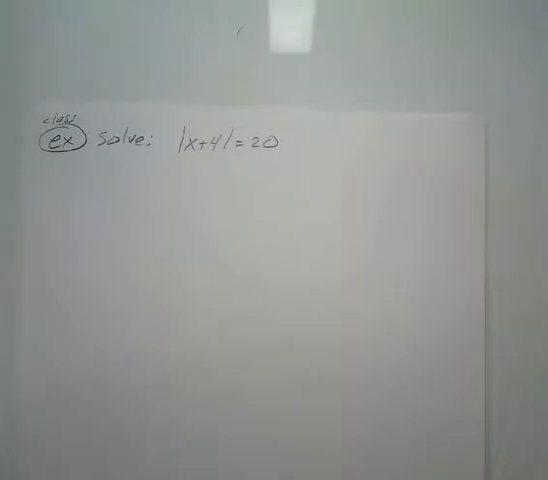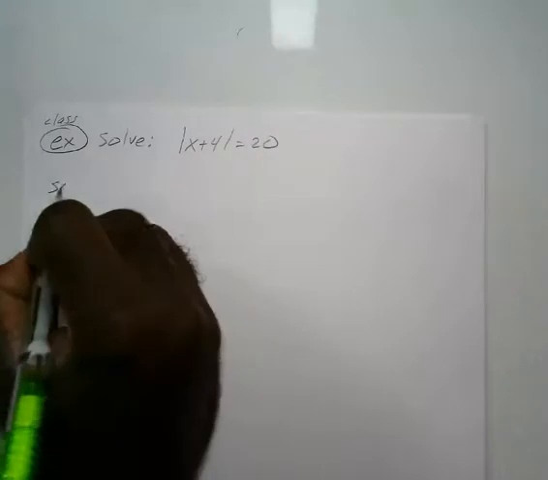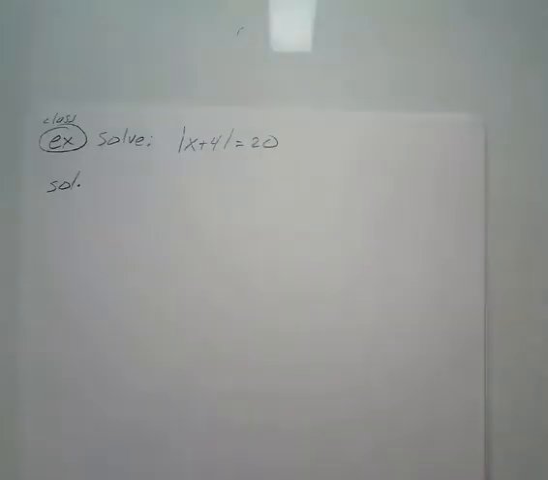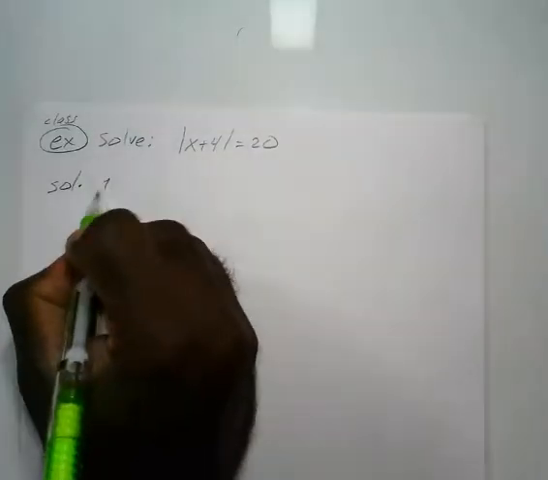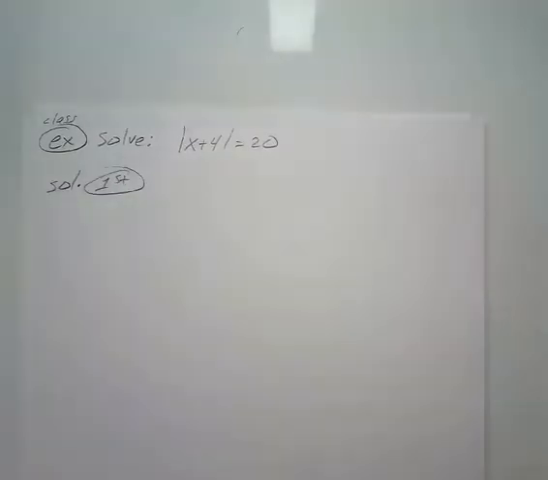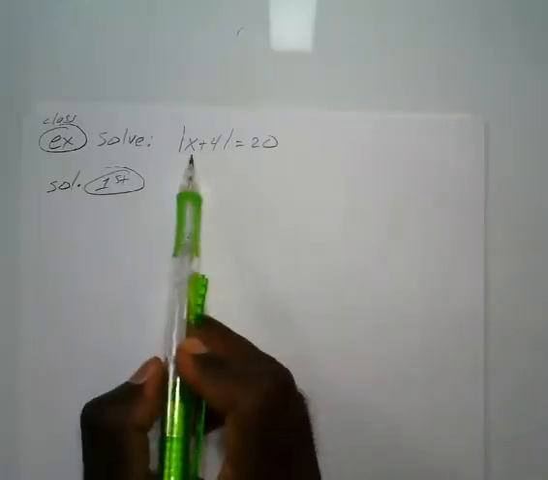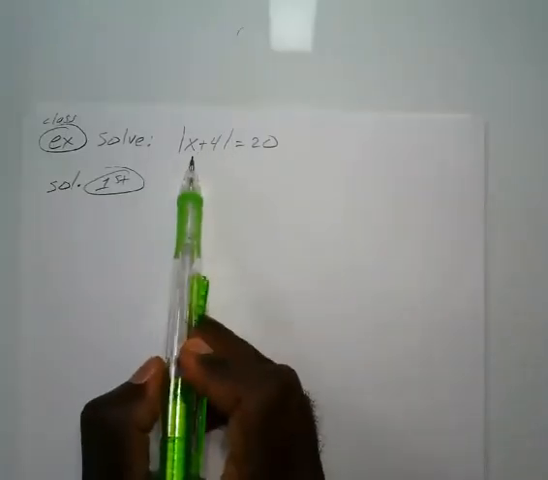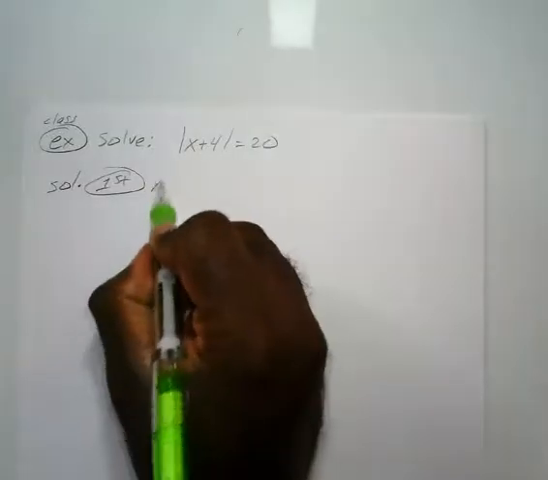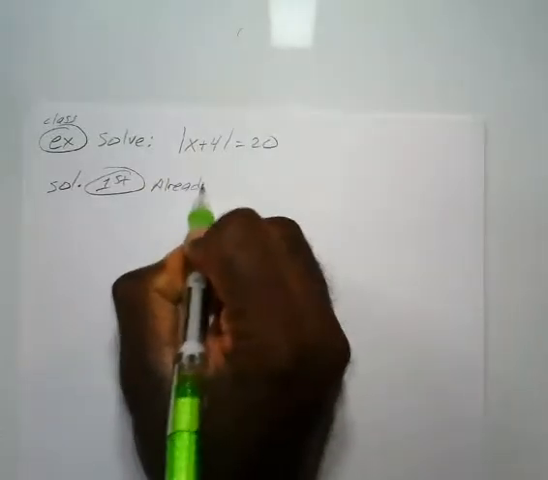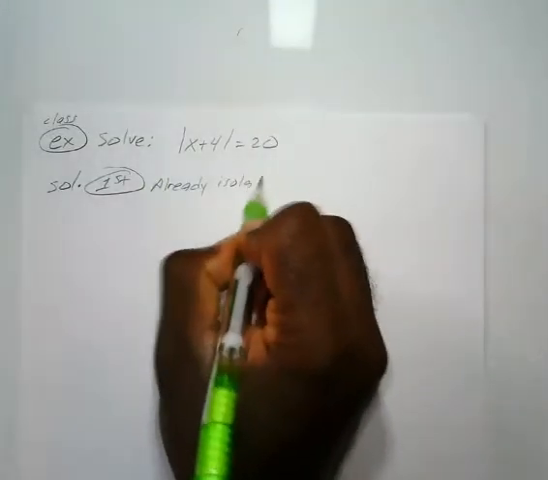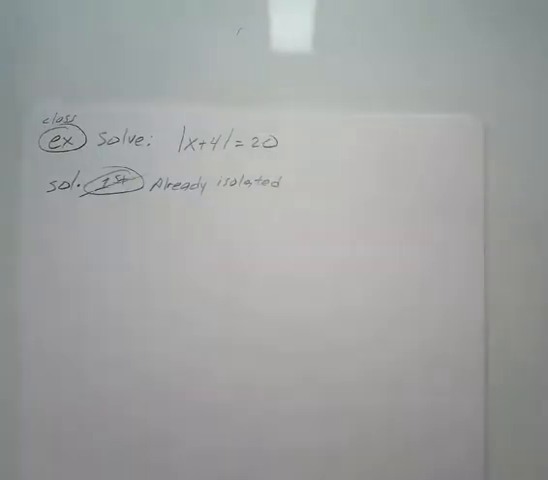Alright, so assuming you have pressed pause and you have already solved this one, we're going to go ahead and verify your answer. Okay, now for your first step, you don't have to isolate the absolute value because it's already by itself on the left-hand side. So it's already isolated. Okay, so you can skip that first step.